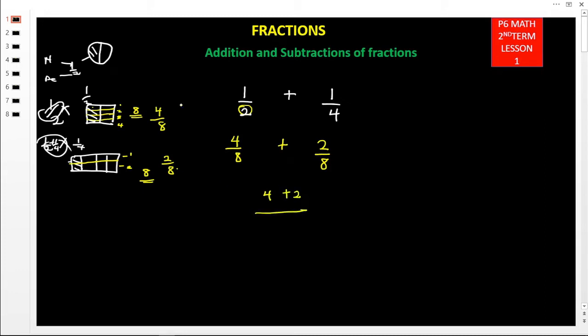Then out of the total parts, each one has 8. So this is going to give us 4 plus this 2. We are getting 6. So it is giving us 6 out of 8. Now here we have used the diagram. So let us move on and see.